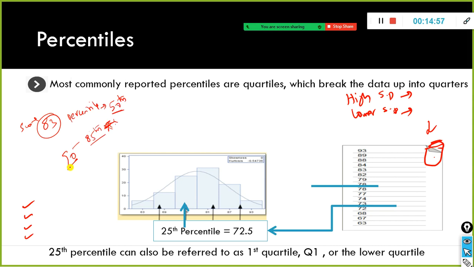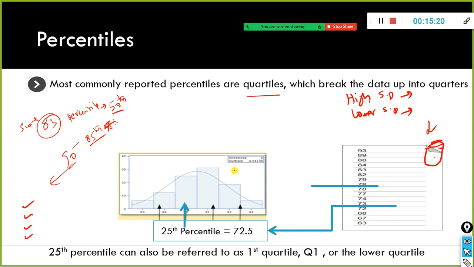Like, there are students who scored 90 like you, and also below 90. So that is what the 85th percentile says. Okay, so that is what a percentile is. The commonly used ones are quartiles. What are quartiles? Quartile is nothing but a quarter. It breaks up the data into 4 quarters.